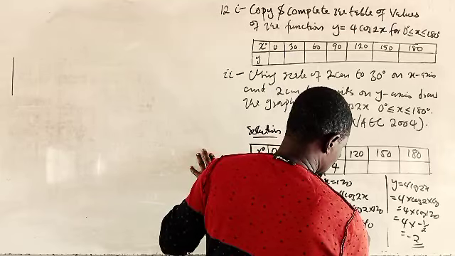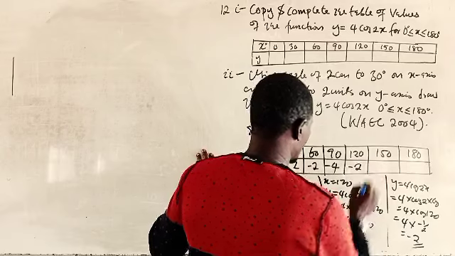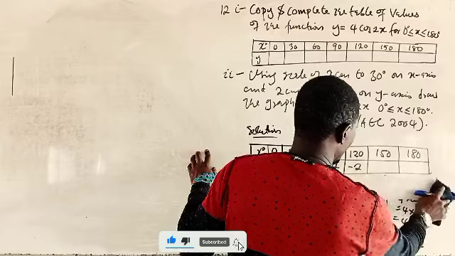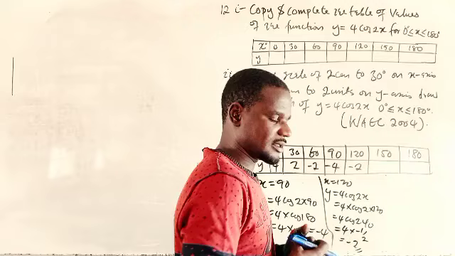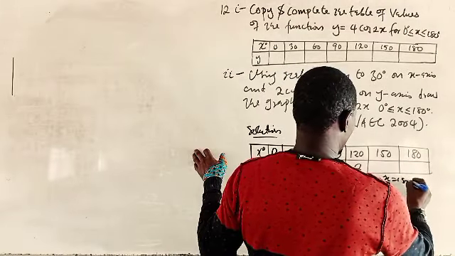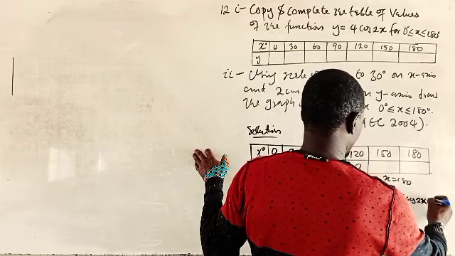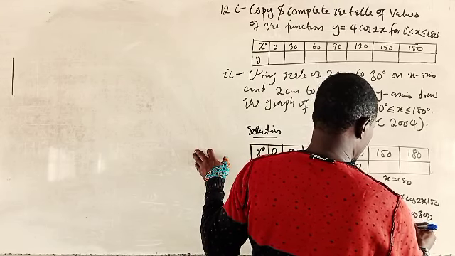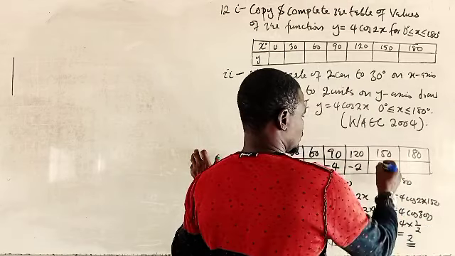Yes, 240 is minus 1 over 2, and this is minus 2. Actually here is minus 2. So from here, when x is 150, we have y equals 4 cos 2x, which is 4 cos 300. Cos 300 I think is 1 over 2, and 4 times 1 over 2 is 2, so we have 2 here.